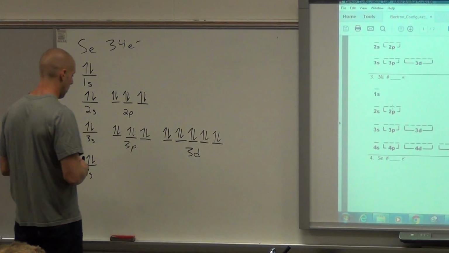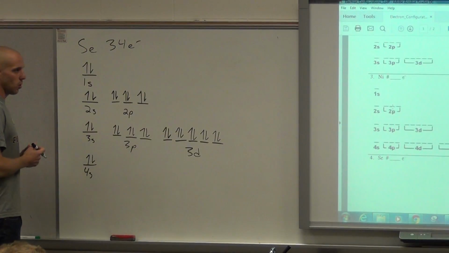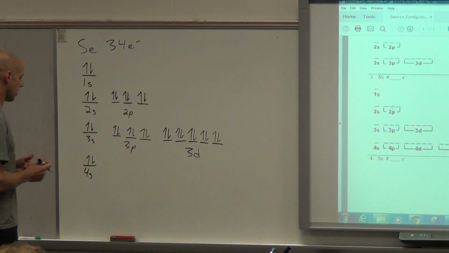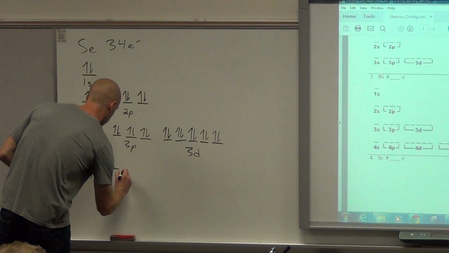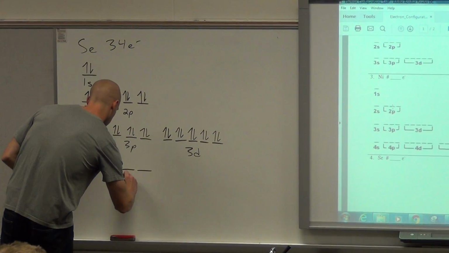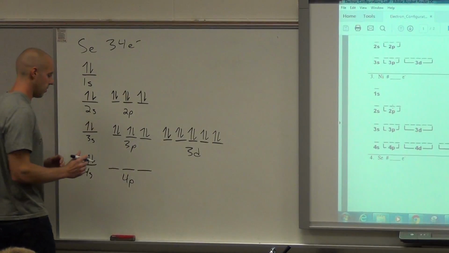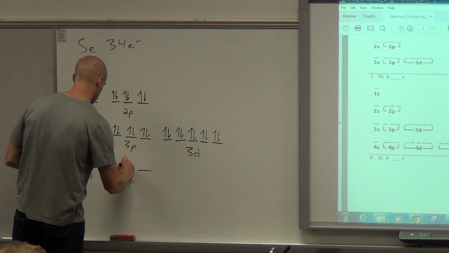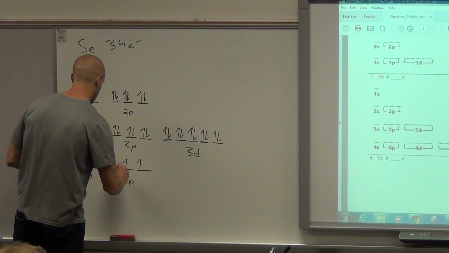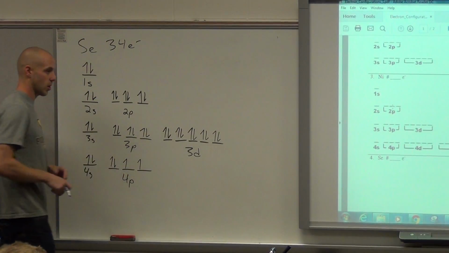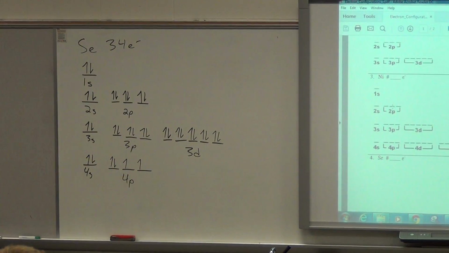So we look at our cheat pyramid. After 3d, we go to 4p. Okay, so we write in the orbitals for 4p. 1, 2, 3. There's 4p. Now we have 4 electrons that we need to fill in here. We always fill our ups first, so 1, 2, 3. And then our last electron goes in the first orbital here.